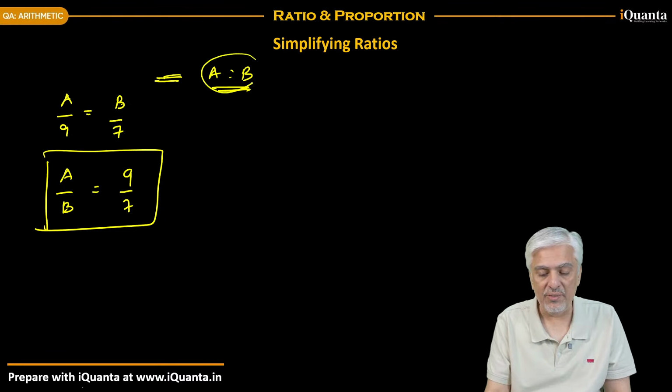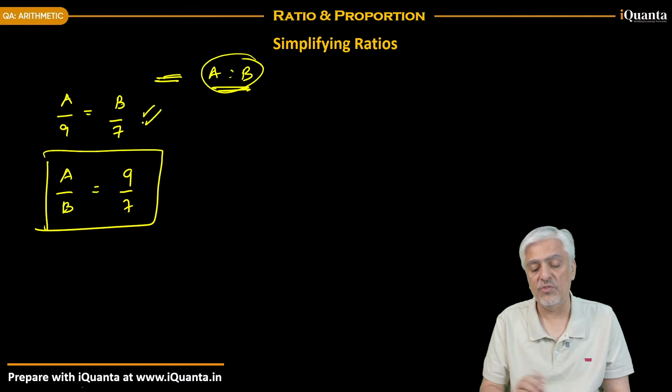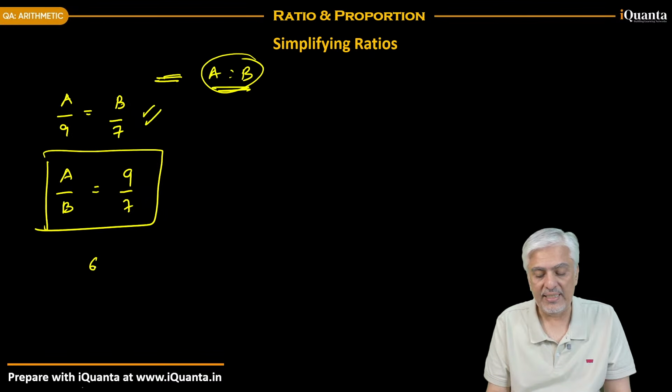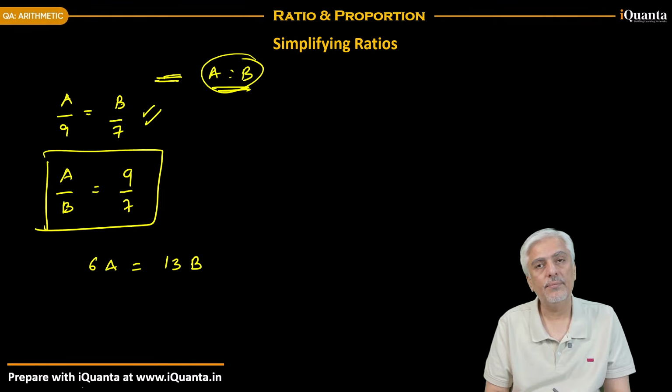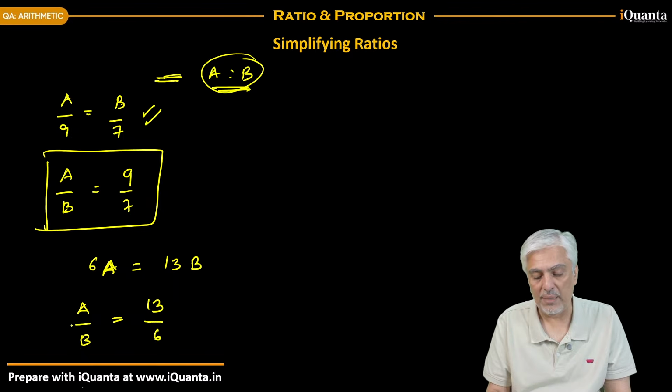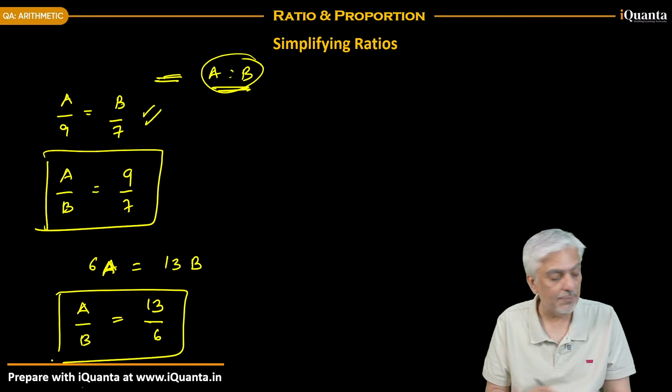So when I have only two things, it is very simple to check. Even if you have it like that, say 6a is equal to 13b. How do you find a upon b? So you have kept a in the position of a only, and you have brought b down. So on the right hand side, 13 will remain there only. From left hand side, 6 will come down. So a upon b will be 13 upon 6.